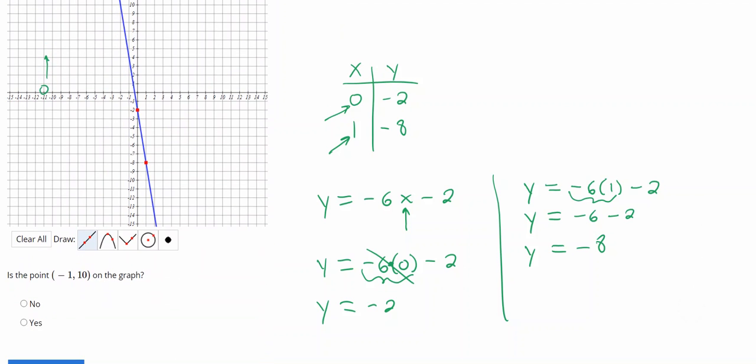And now it says, is the point -1, 10 on the graph? What does that mean? The point -1, 10 means x would be -1 and y would be 10. Right? That's my x and that's my y. So let's see. When x was -1, well, that's not right because we already said it was -8, didn't we? That point would be here, below the graph, right? So that's not on the graph. So that'd be no.